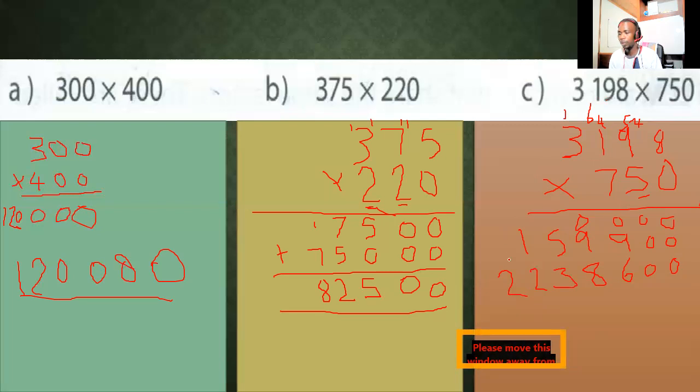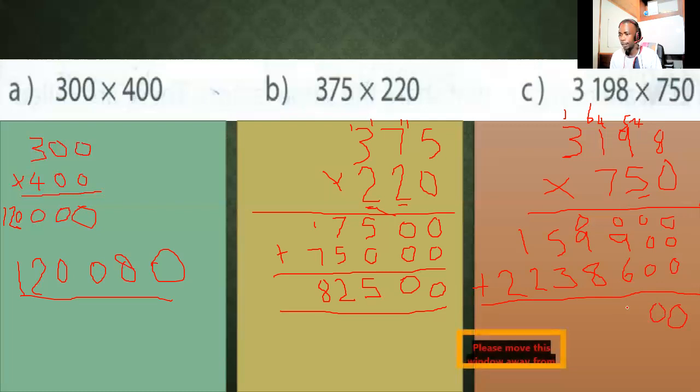Good. Now we can add all the 3 answers to get 1 answer. Right? 0, 0, 0. It says 0. We are adding. 0, 0, 0. It's 0.